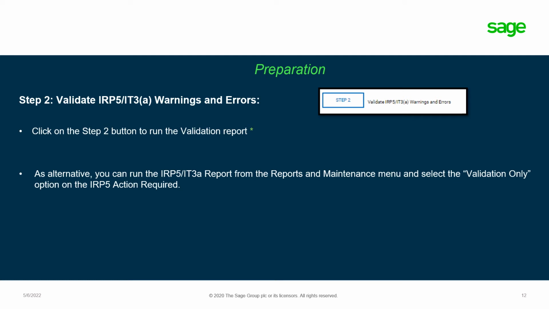As an alternative, you can run the IRP5 IT3A report from the Report and Maintenance menu and select the Validation Only option on the IRP5 action required. All errors and warnings identified on the validation report should be corrected on the payroll.